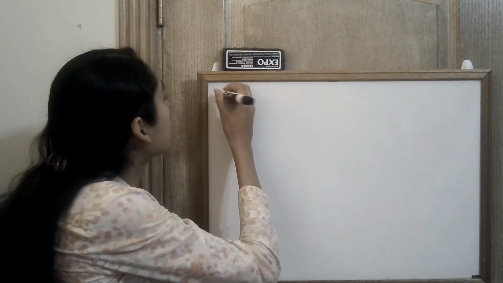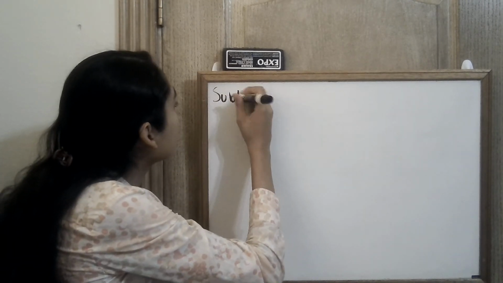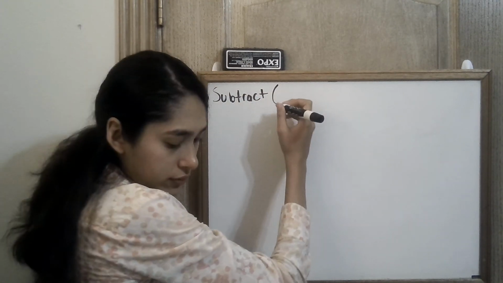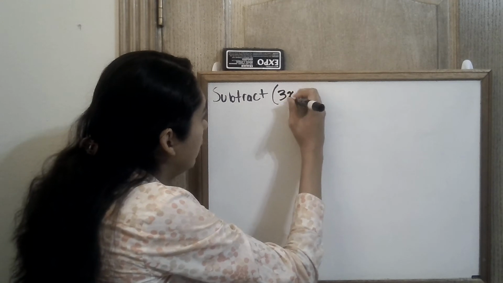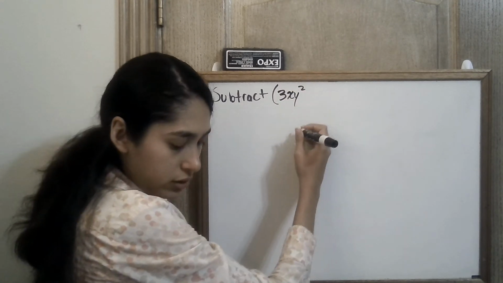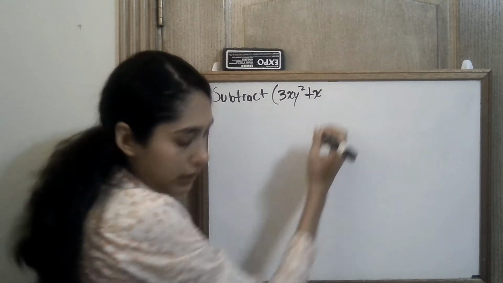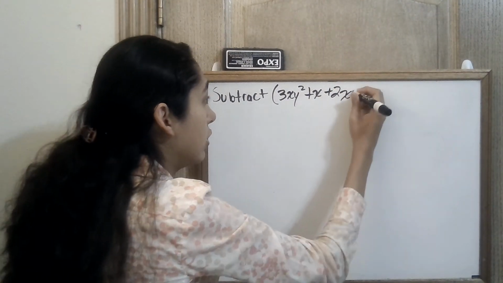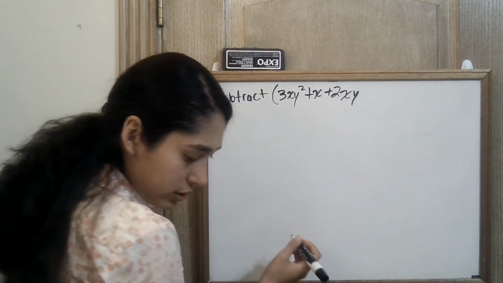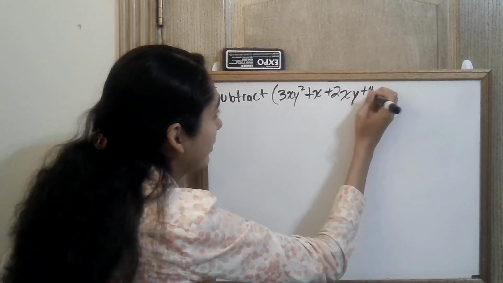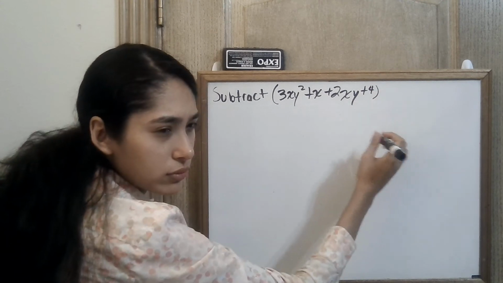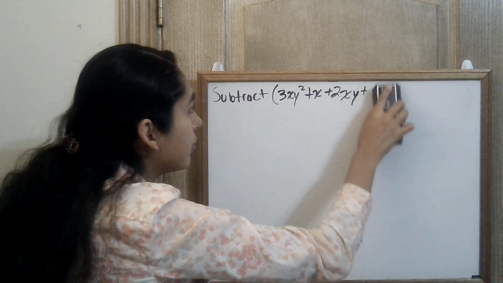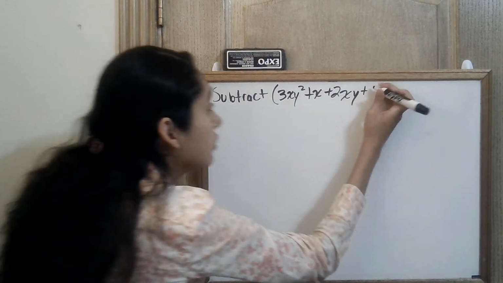So let's write subtract. xy squared plus x plus 2xy plus 4. Okay, let me redraw that 4. It might look like a 9 to some of our viewers.